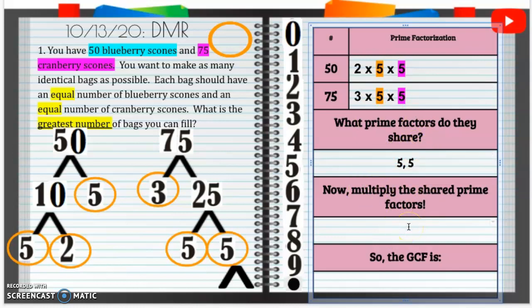Now we're going to multiply these. 5 times 5. What is 5 times 5? 25! Woohoo! So 25 is the greatest common factor. But now, what is the greatest number of bags you can fill? So 25 bags. So we're going to make sure that we start labeling these. So 25 bags. I'm going to highlight that in yellow because that is our answer. And that's all for our DMR.